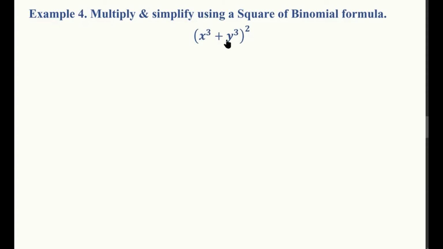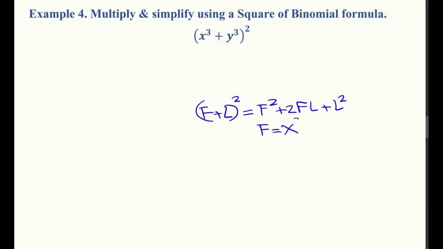Okay, in this problem we have the square of a sum, so we're going to be using the f plus l squared formula, quantity f plus l squared, of course. So we know that that's f squared plus 2fl plus l squared. Definitely try this on your own, pause the video and then come back to see if our answers agree. Welcome back. So here is f. F is being played by x cubed, and L is being played by y cubed.